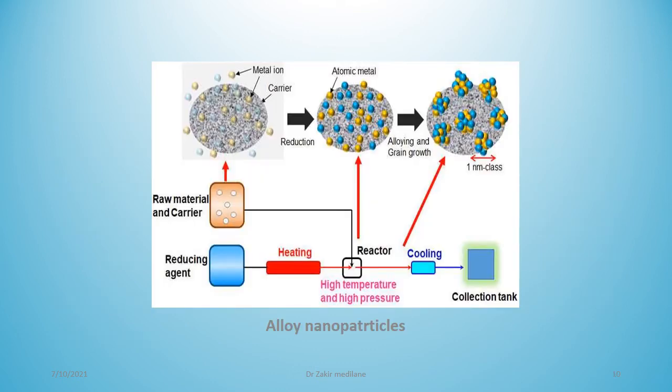Now we can see the image, which is an example of alloy nanoparticles, and how they work. We can see the growth of nanoparticles less than 1 nanometer in size. First, metal ions are formed, then the carriers are combined or linked. Under reduction, we observe atomic metal. After the formation of metal ions, alloying and grain growth are observed. Now focus on the grain growth.